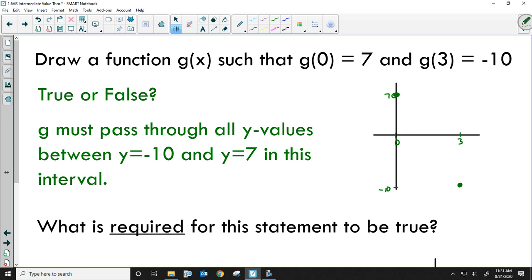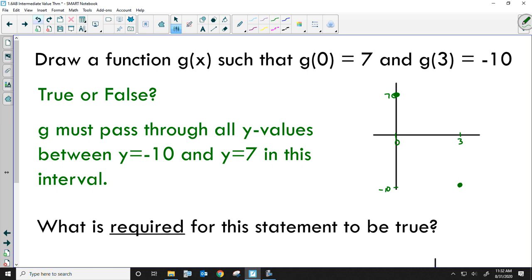And then I want you to think about this true or false question. G must pass, the function must pass through all y values between the -10 and 7 outputs over that interval. So I think they could, right? That function right there, in this section, just that interval from 0 to 3, we pass all of the y values between -10 and 7. But does that always happen? Could some of you have thought of a different function where that isn't true?